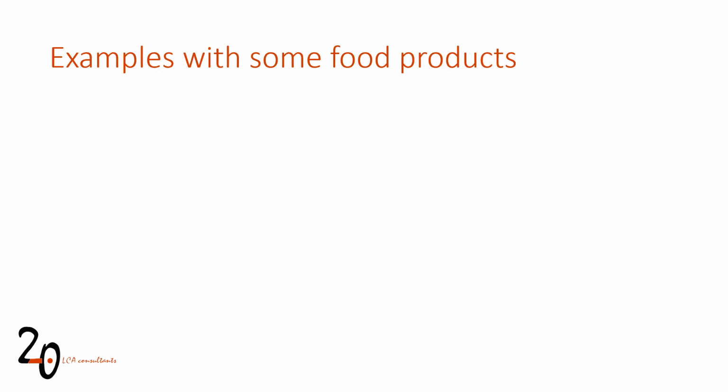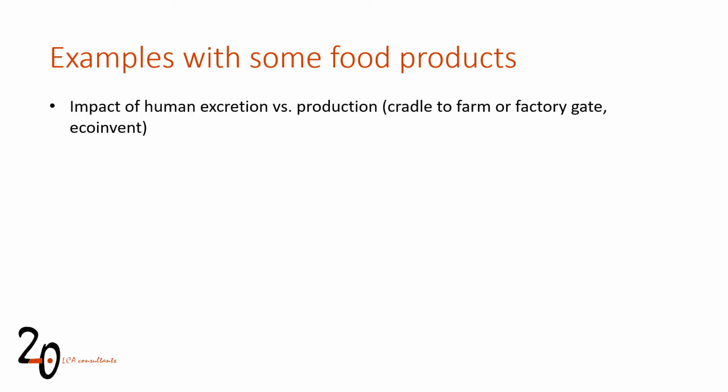Now, we are going to look at different examples of applying this updated model to some food products. What we are trying to do here is to compare the impact of human excretion versus the impact of producing the same food item. So here we're talking about cradle to farm or cradle to factory gate. We're using data from EcoInvent 3.6 from its consequential system model. We look at 3 products: bread, cheese, and bananas.